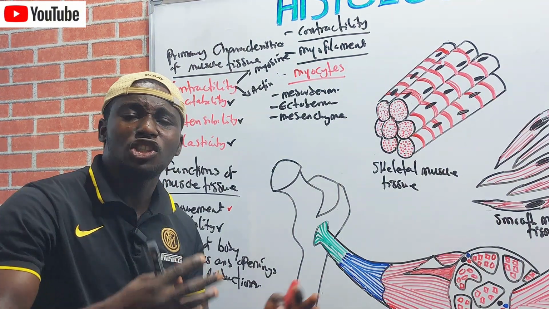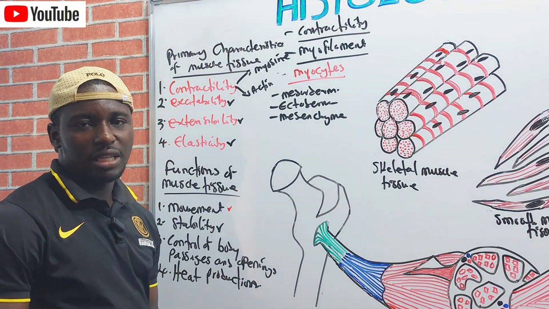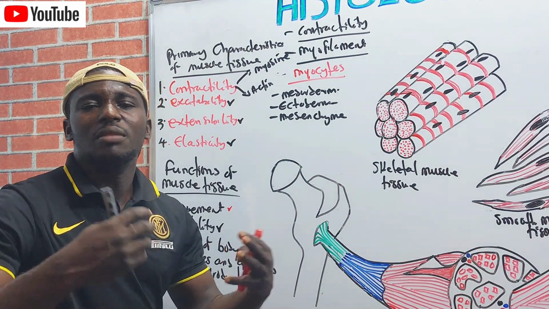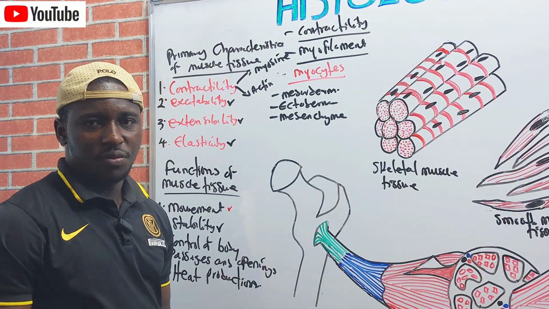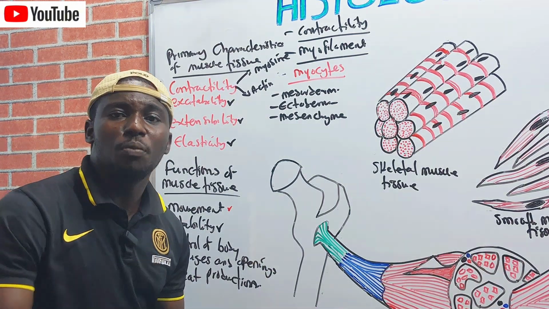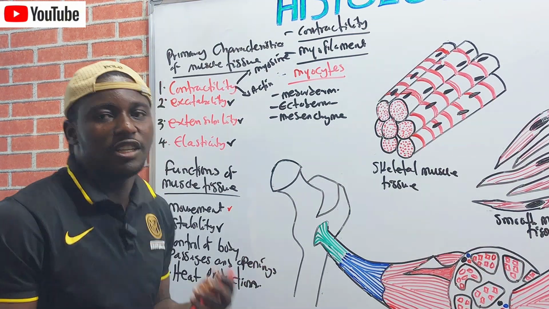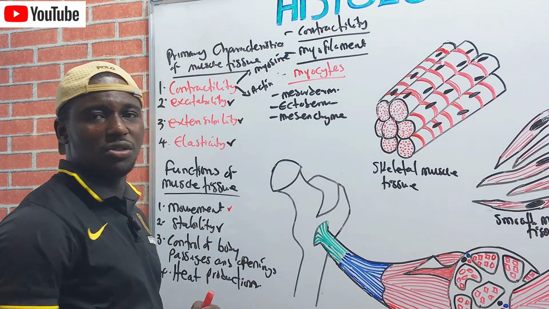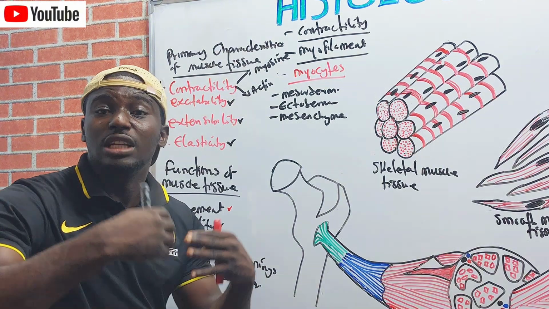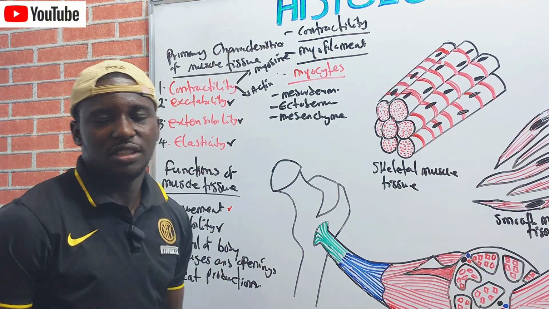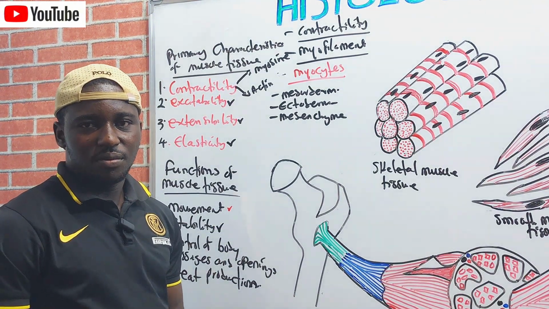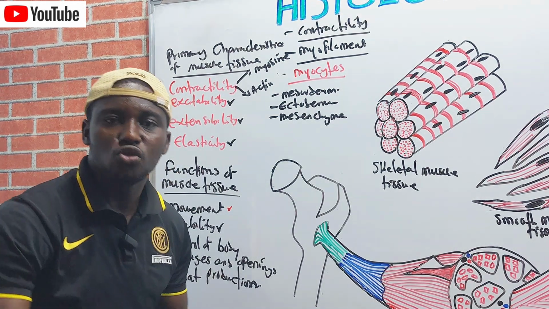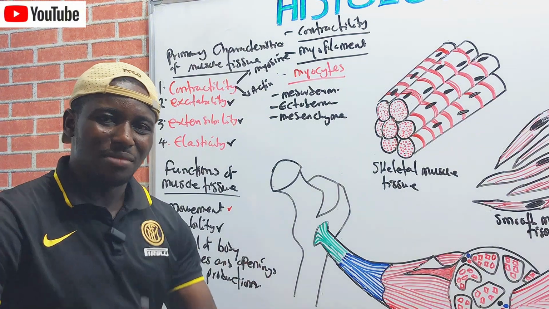Now, in respect to stability, the muscle tissue stabilizes the body. Number one, it provides support for the skeleton. Number two, it maintains the body posture. It also stabilizes the joint. That is how it stabilizes the body.